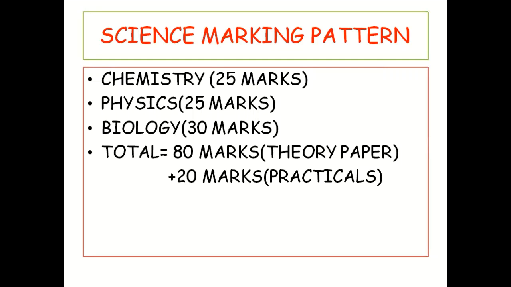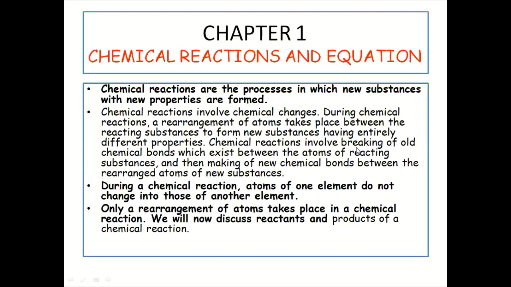Before starting, let's see what is the marking pattern in class 10. See, the class 10 science exam will be of 80 marks for the theory paper and 20 marks will be from the practicals. Among these 80 marks, 25 marks will be from chemistry, 25 will be from physics, and 30 marks will be from your bio. So that is the marking division. Now let's start with the first chapter, that is chemical reaction and equation.